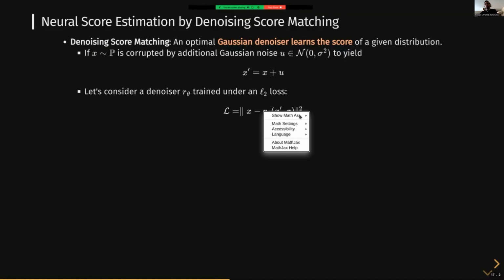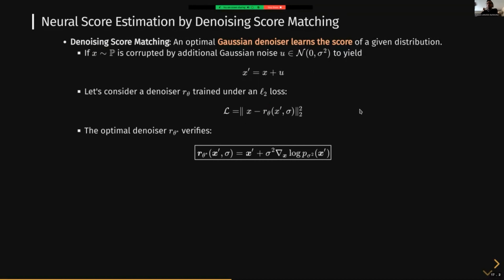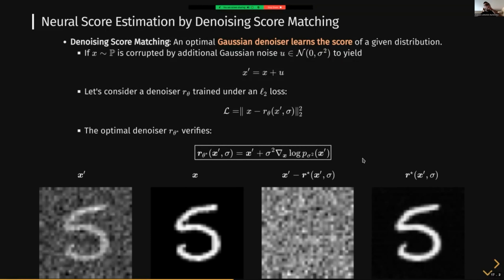And so if you do this, you can actually show that the optimal network that is trained under this regression loss will learn a function that is directly linked to the score function. So the direction in which you need to update a point so that it becomes more likely under your data distribution. And so the magical thing that happens is that just by doing this denoising task, you learn something that gives you information about the score.